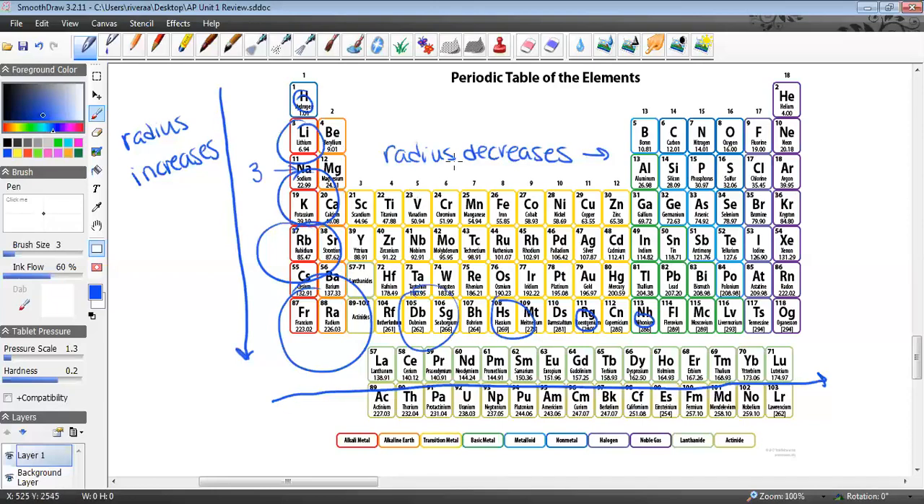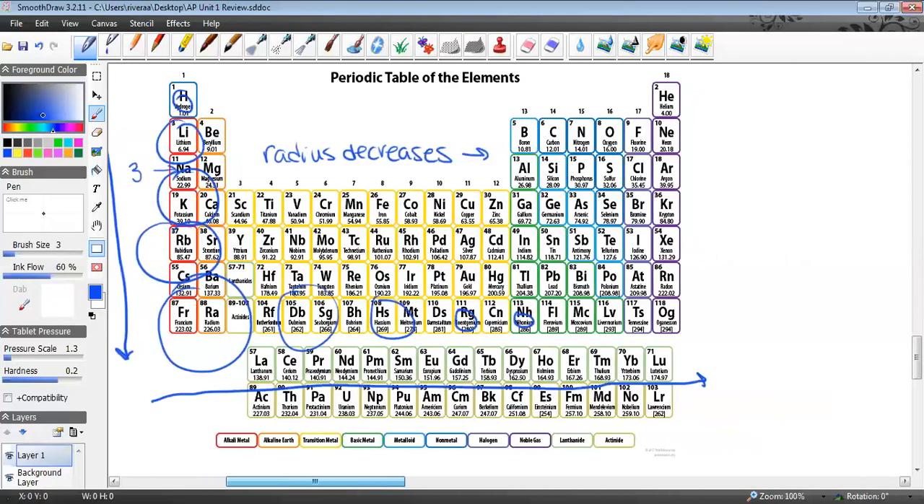Do you guys remember? Maybe you should go back in your notes. If this does not sound familiar, I want you to go back into your notes and read about radius. And remember Z effective? This is called effective nuclear charge.